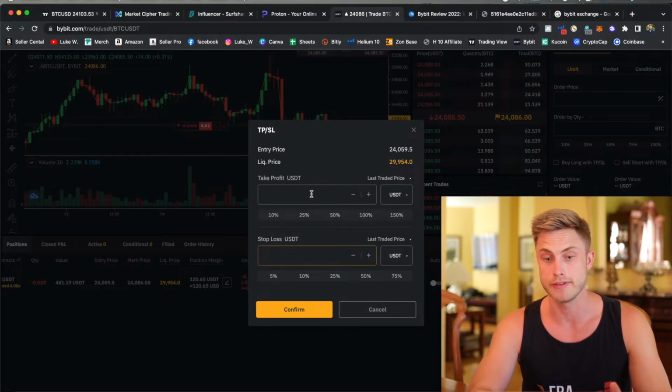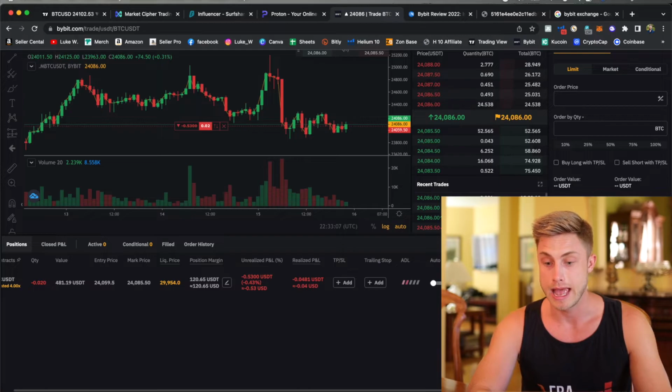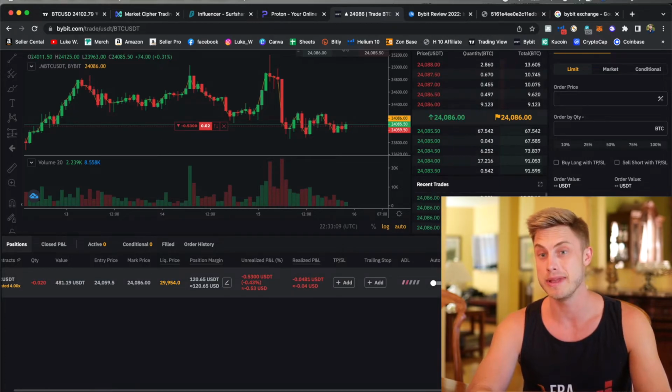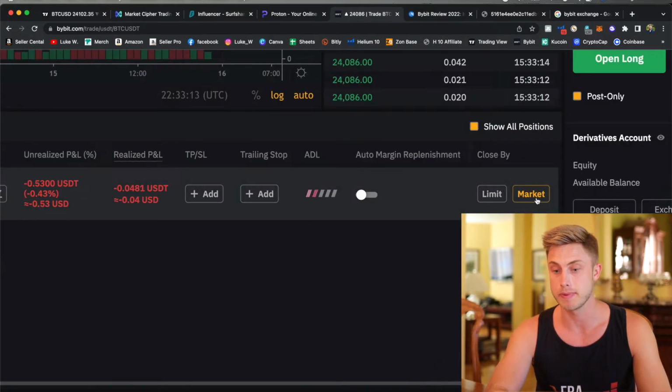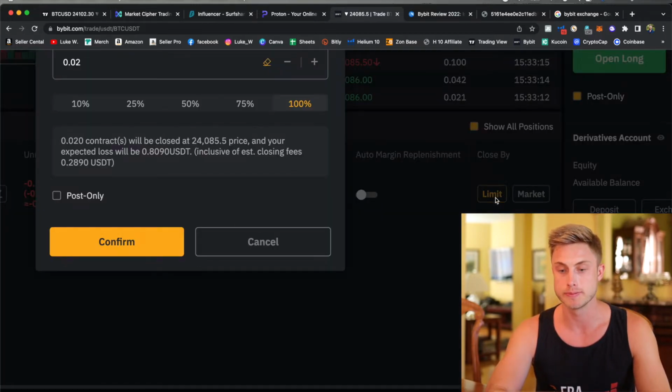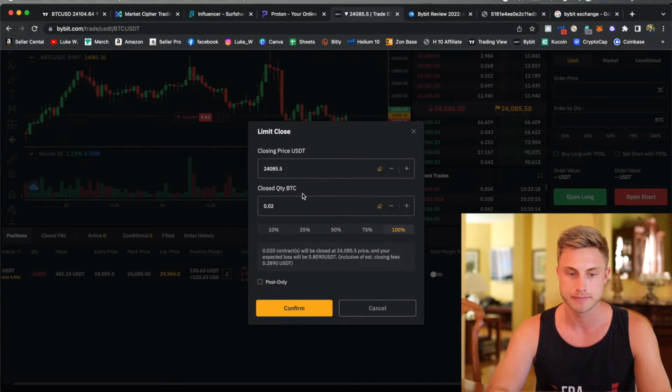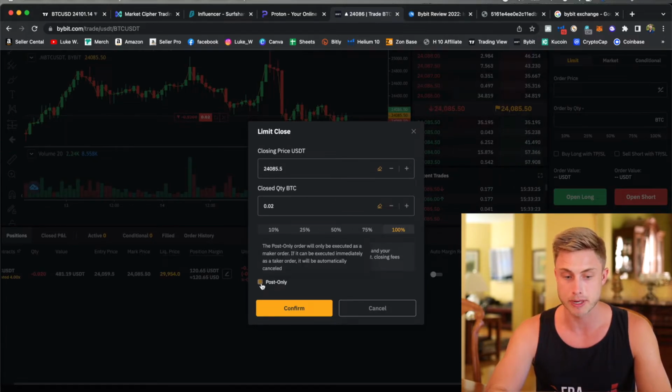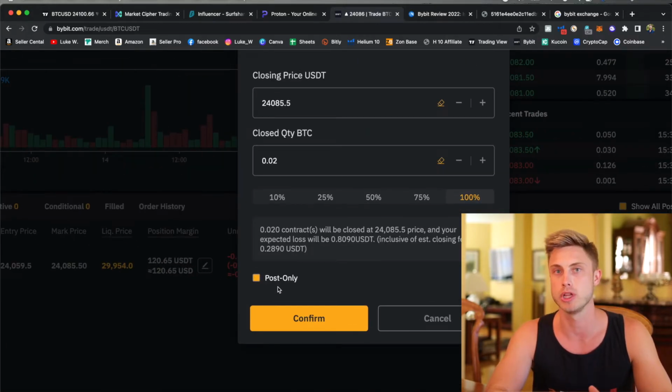You can do take profits on a particular crypto price. And if you want to close immediately, you can press the close by market button, and it will just close your trade out immediately. Or you can close by limit. If I'm closing by limit, I always press on post only, and that's going to help you lower even more fees when executing trades.